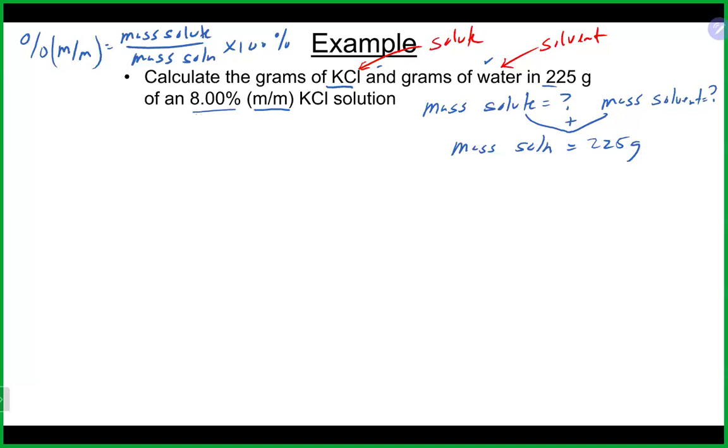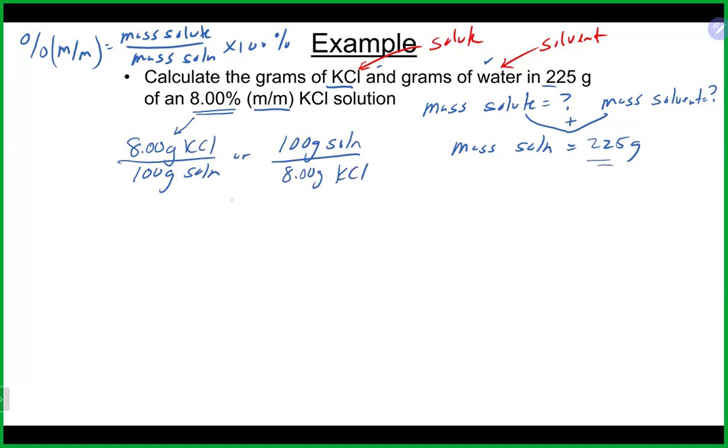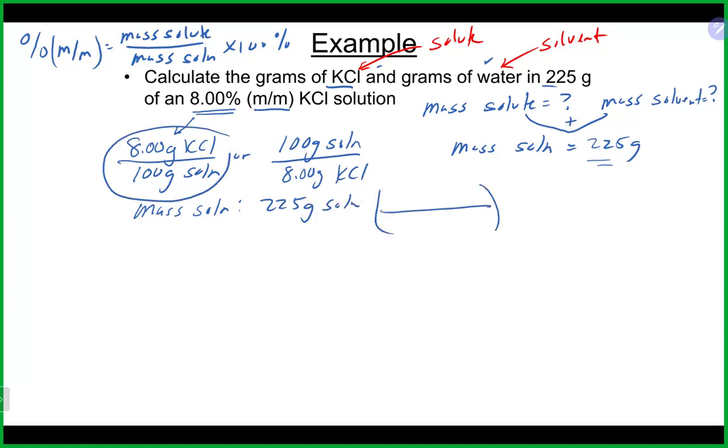And we can use the mass percent given to us. Again, we could plug it into the formula, or you could take more of a conversion factor approach. If you did a conversion factor approach, that means you have 8 grams of KCl and 100 grams of solution. Or you could flip it around the other way if you need to and use it with 100 grams of solution and 8 grams of KCl. In this case, we do have the mass of the solution. So if we take that dimensional analysis approach, we've got 225 grams of our solution. We're going to use our conversion factor with solution in the opposite location, which is like so.